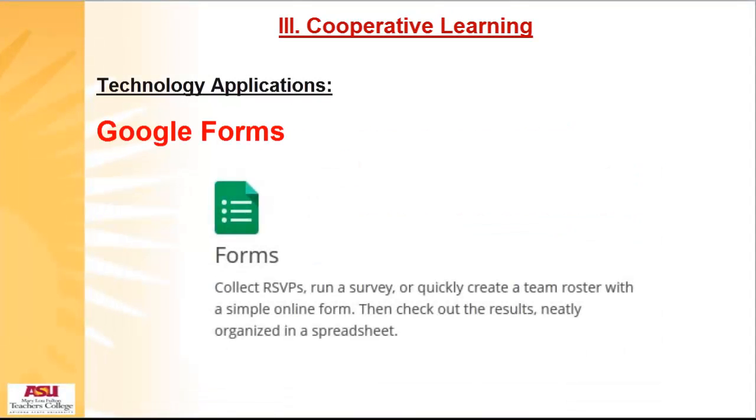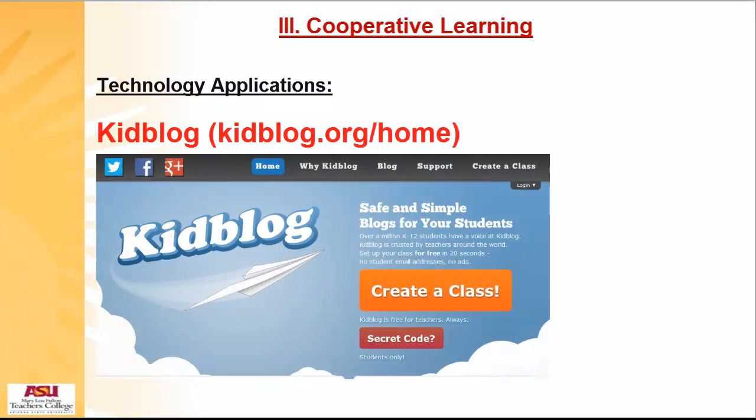Further, technology can help teachers keep track of student roles within cooperative groups. Teachers and students can use tools such as Google Forms or blogs to keep track of students' contributions to cooperative learning tasks. KidBlog is one blogging tool that is designed specifically for K-12 teachers and students.